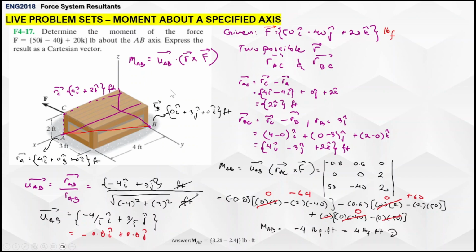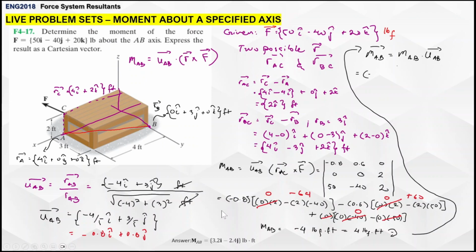But remember, according to the problem, our final answer is required to be expressed in Cartesian vector notation. It's easier. Since we already have UAV, all we have to do is multiply the moment magnitude here with unit vector UEV. So that's negative 4 times negative 0.8 i hat plus 0.6 j hat, which will give you 3.2 i hat minus 2.4 j hat.